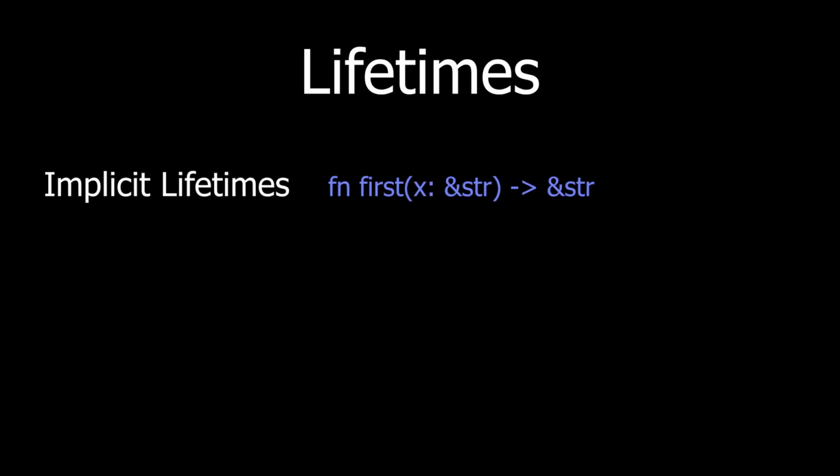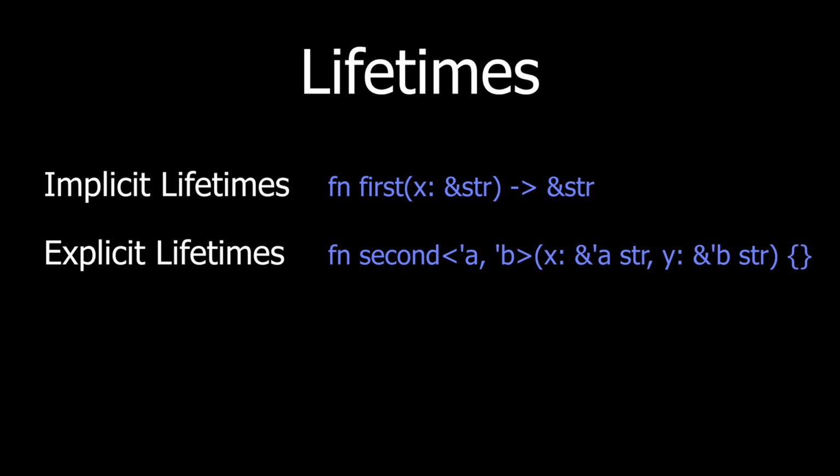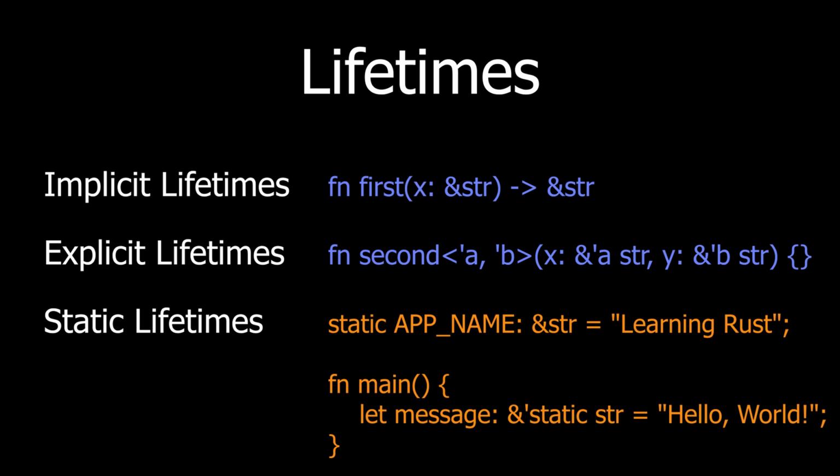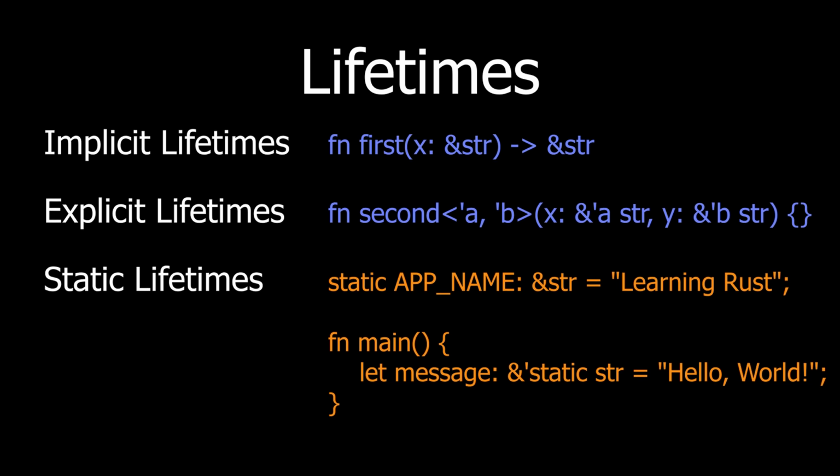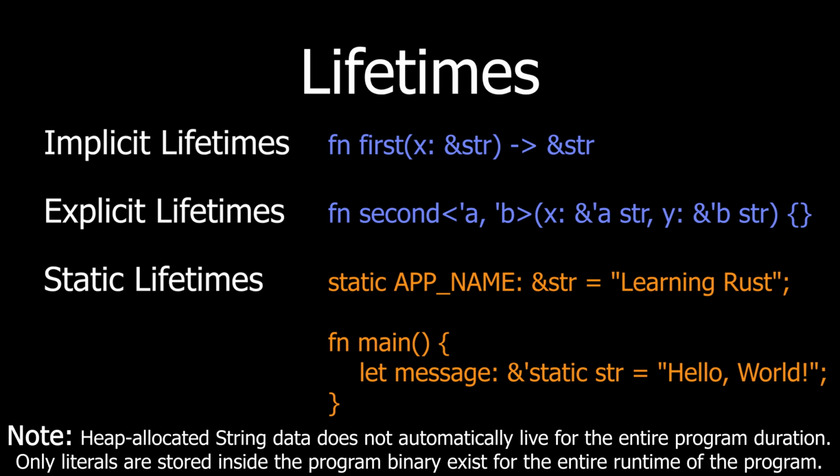Lifetimes appear in different forms. Implicit lifetimes, where we don't need to write anything. Explicit lifetimes, where the compiler cannot infer, so we need to explicitly write them. The third one is the static lifetime. A static lifetime is written like this, and it means that this lives for the entire program duration, which is why we use this only for specific scenarios like string literals, global constants, or maybe even some thread scenarios.